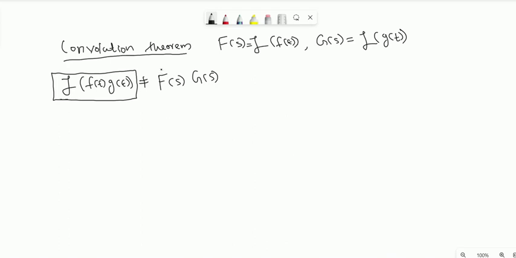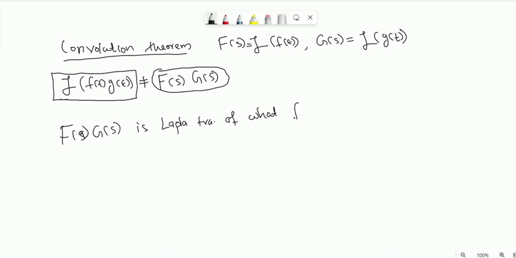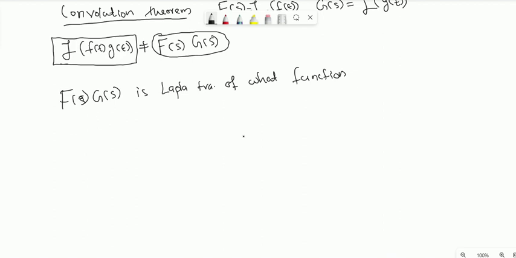Whereas another question may arise: this is not the Laplace transform of this product, but F of s into G of s is Laplace transform of what function? If it is not Laplace transform of this f of t into g of t, then it is Laplace transform of which function? Now, for this, the answer is F of s into G of s is Laplace transform of the convolution of these two functions, which is denoted by f of t star g of t.